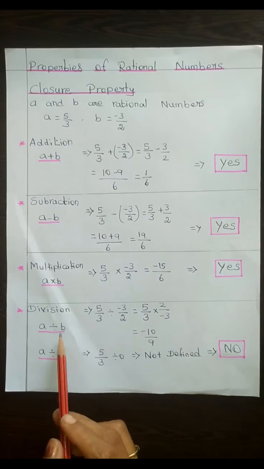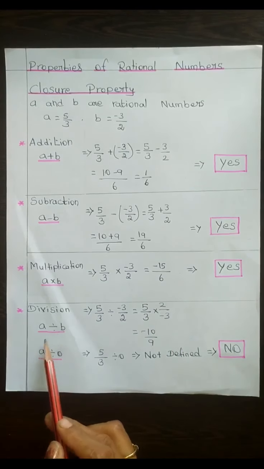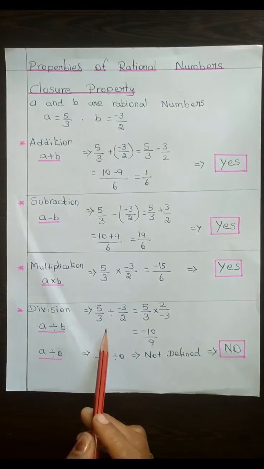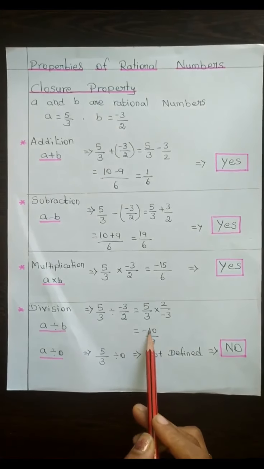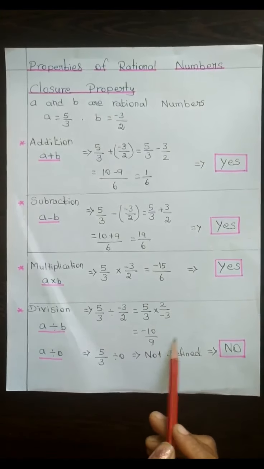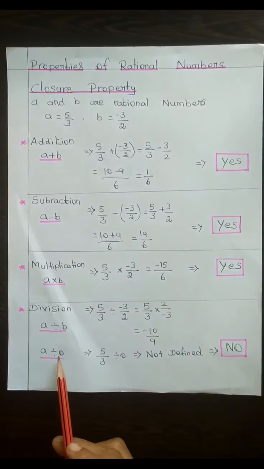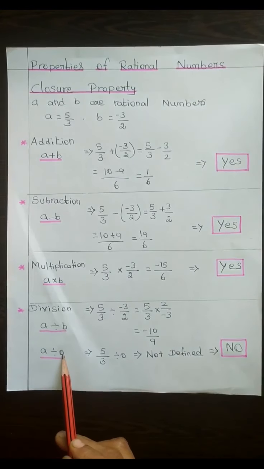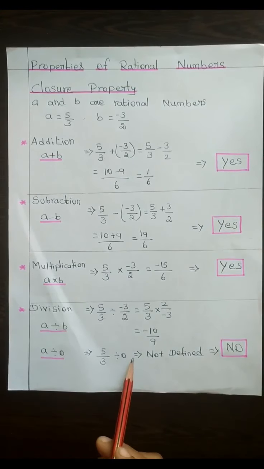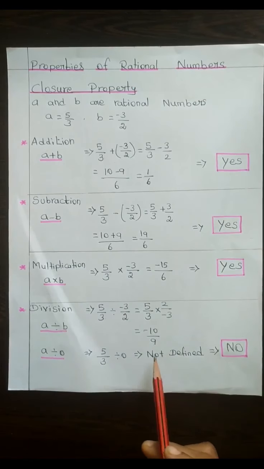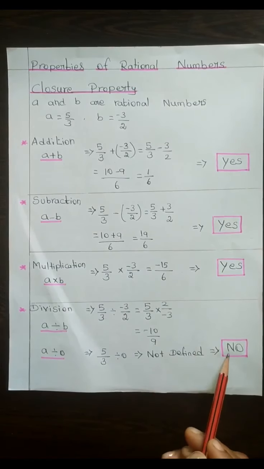In division, when we divide two rational numbers, the answer will not always be a rational number. Here I got the answer minus 10 by 9. This is a rational number. Suppose if I take the denominator as 0, the answer will not be defined. So we come to know the rational numbers are not closed under division.